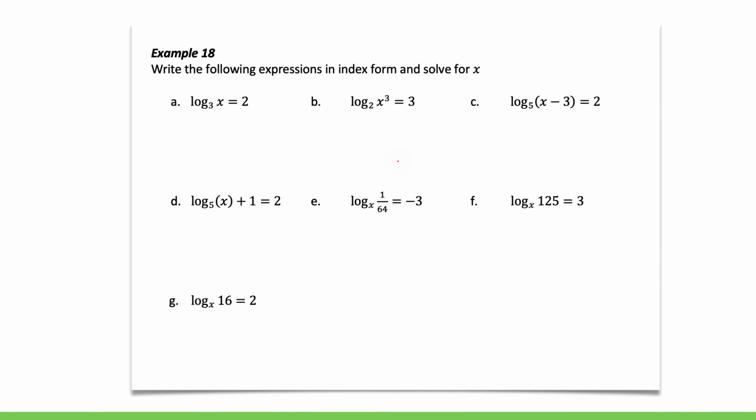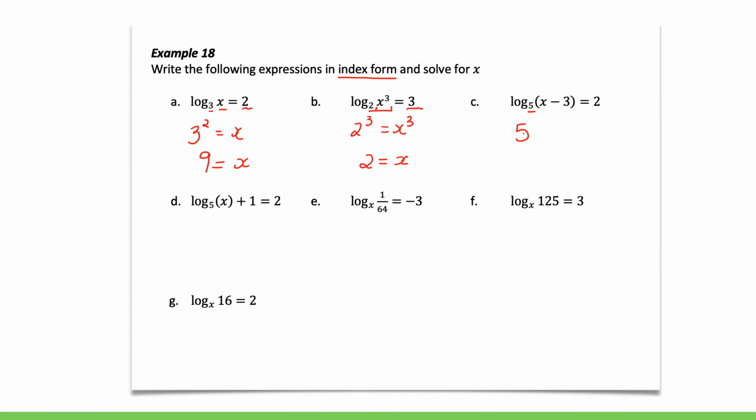Let's practice that concept a little bit more. For example, 18, we're going to write the following expression in index form. So first we have to change it over into index form and then solve for x. So again, remember it is the base, so 3 to the power of the answer is equal to the inside value. So this time x quite easily is 9. Again, base to the power of the answer on the other side is equal to the inside value. Here the powers match, therefore x must be equal to 2.